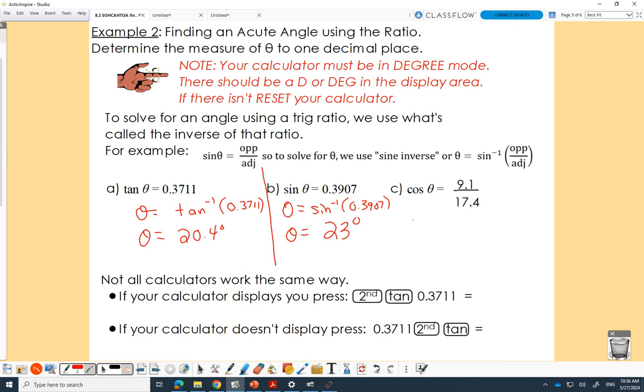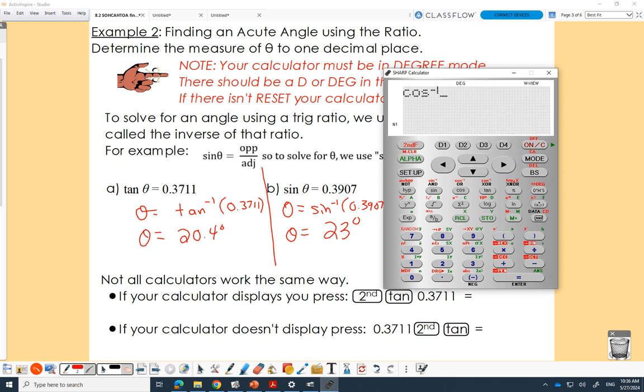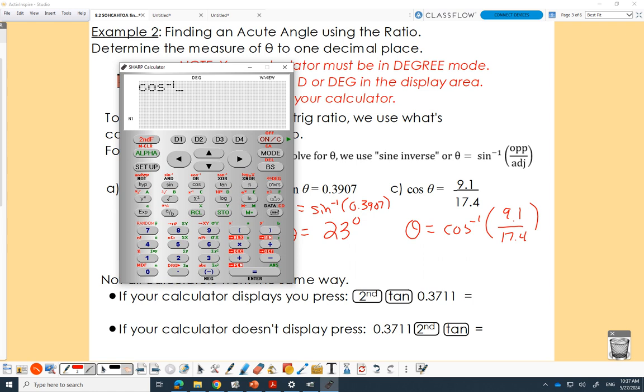Well, this looks bad, but if you get it as a fraction, it's no problem. You just enter the fraction in there when you cos inverse. So cos inverse, open bracket, 9.1 over 17.4. I love how this looks. I hope your calculator you can make look like this too, where it says cos inverse, and all of that stuff is in one nice bracket with a fraction there. Those are the calculators you're going to like.